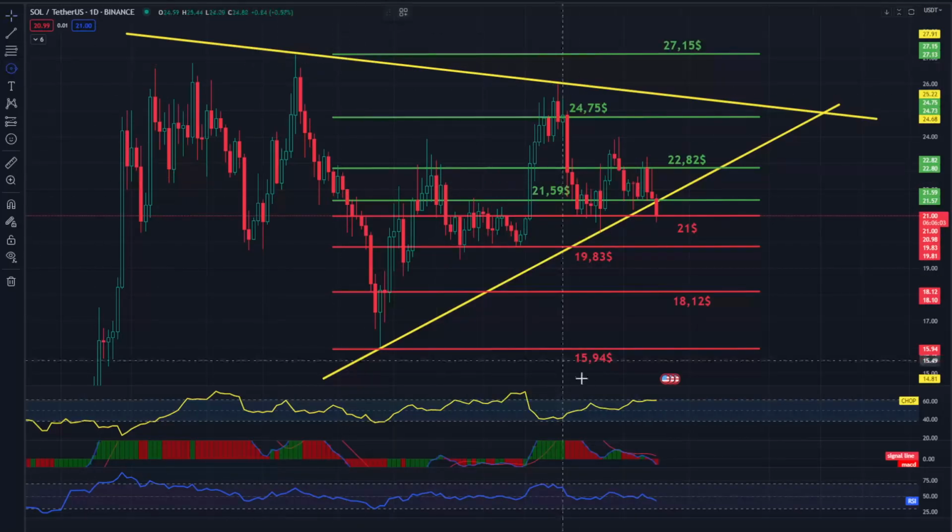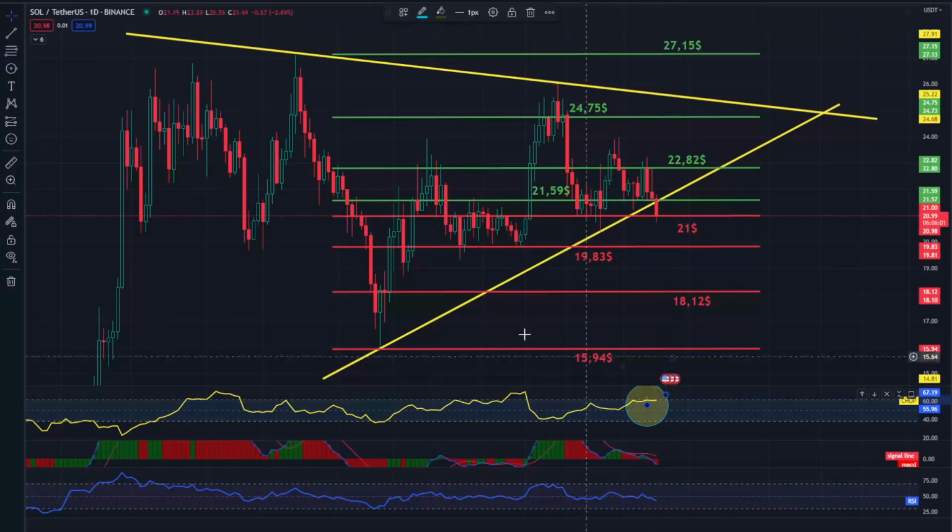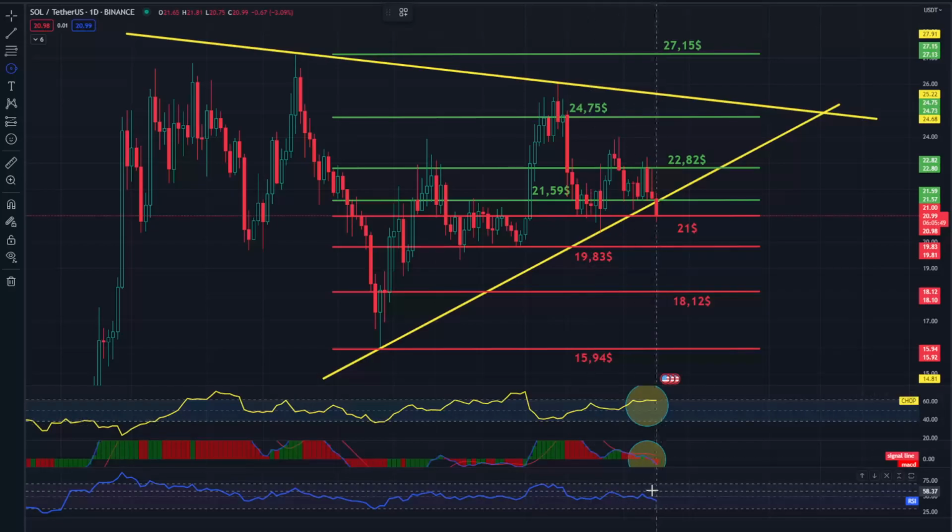Please look at the CHOP index, which indicates that we have a lot of energy for the upcoming move. MACD indicates that we are in a downtrend. While the RSI shows a rebound, but there is still room for the price to go lower.